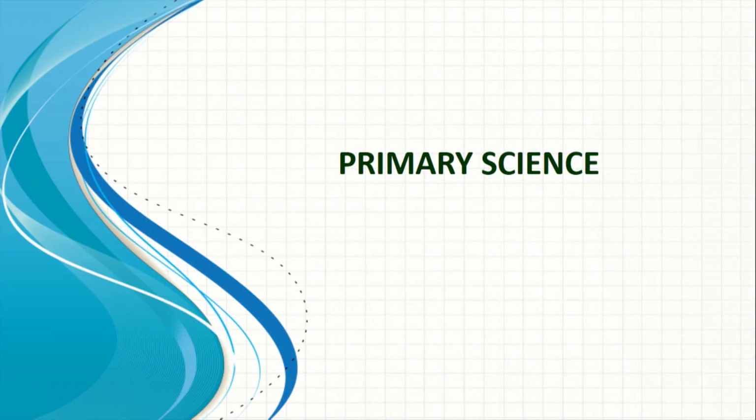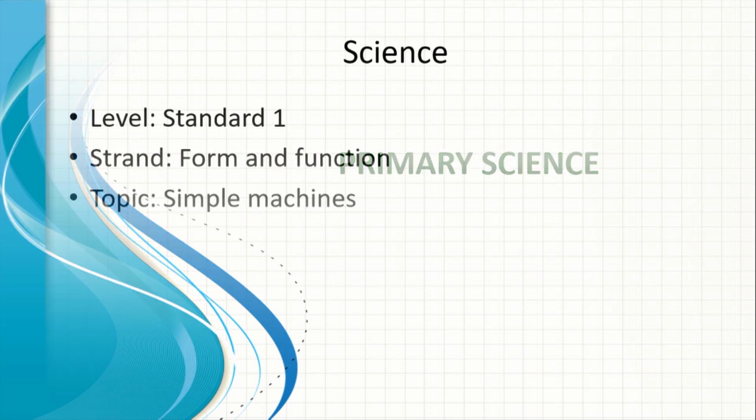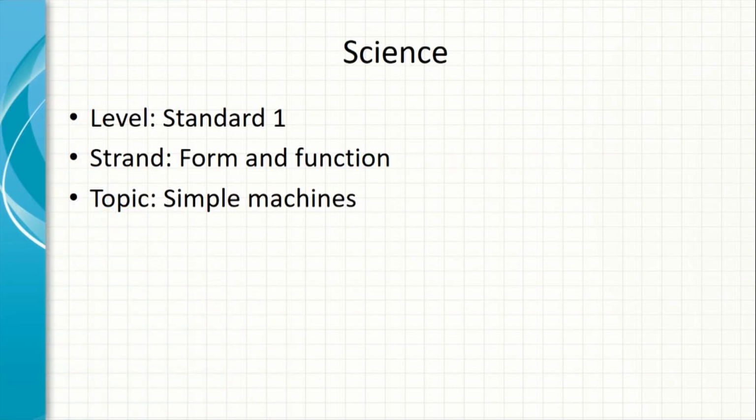So today we would be looking at primary science at standard 1 level, and the strand would be form and function, and the topic we would be looking at today would be simple machines.